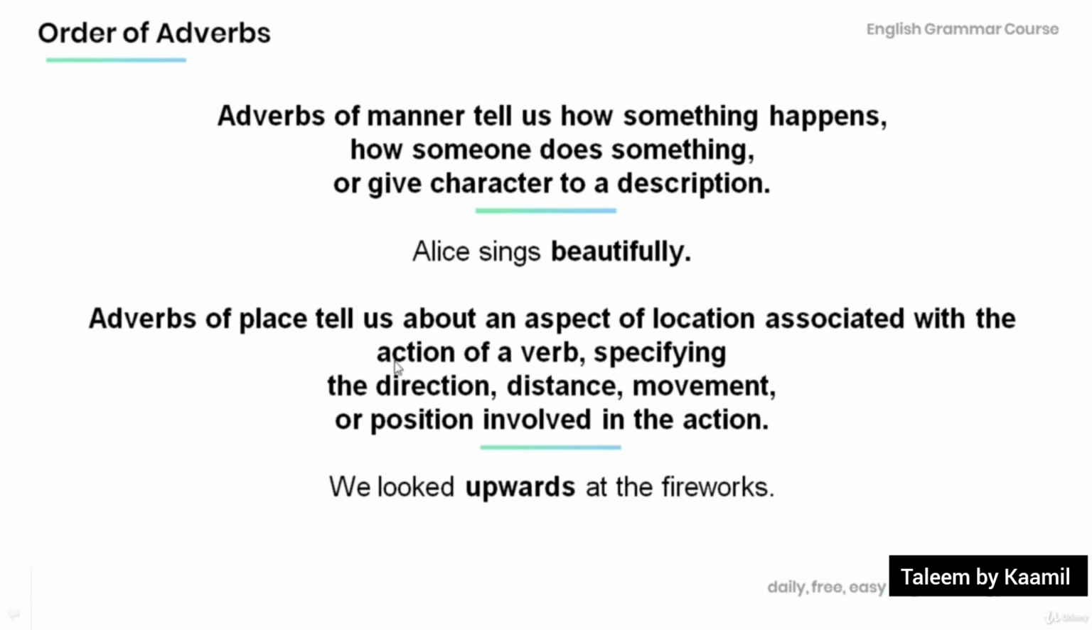Adverbs of place tell us about an aspect of location associated with the action of a verb, specifying the direction, distance, movement, or position involved in the action. Have a look at the example over here. We looked upwards at the fireworks. Now, the adverb of place, upwards, specifies the direction involved in the action, looked.